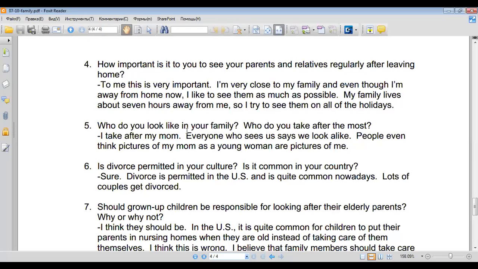Next question. Who do you like in your family? Who do you take after the most? It is a very interesting question, I think. Who can answer? Please be active, other students. Don't be so passive. As for me, I take after my aunt, because everyone sees us and says we look alike. People even think pictures of my aunt as a young woman are pictures of me.